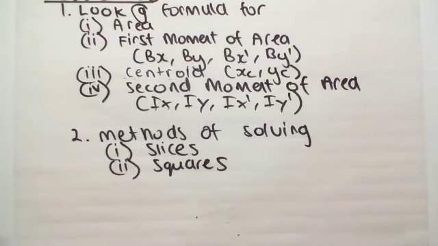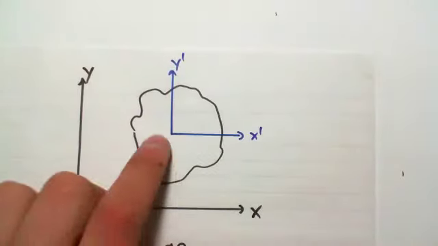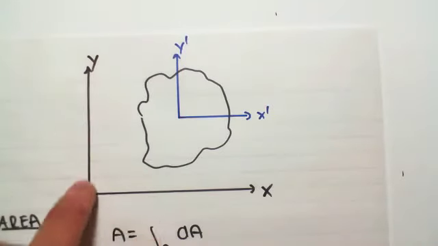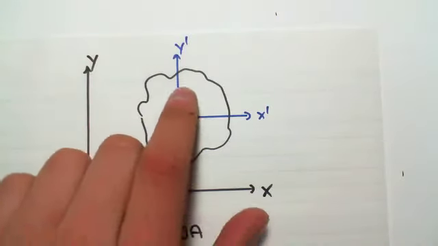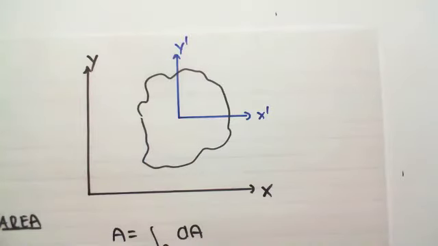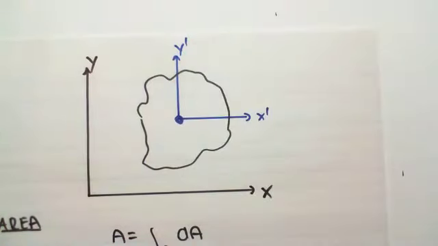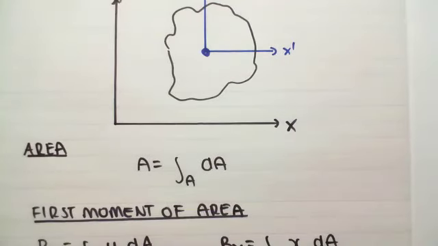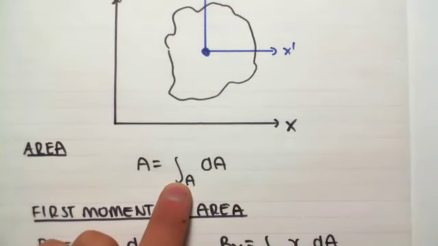So what we're going to have is some type of shape in reference to reference axes x and y, and then x dash and y dash is the centroidal axis. So these axes act at the centroid of the shape. So to find the area, you would just solve the integral of A over dA.